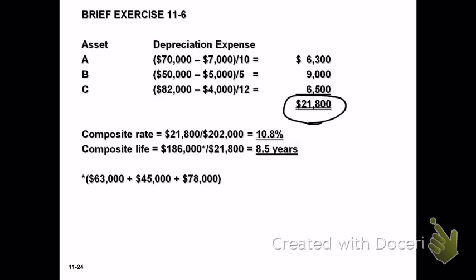To figure out the composite life, we're going to take the total depreciable base and divide it by the depreciation we'll have recorded each period, or the cost of depreciation each year. And we get 8.5 years. So we will be taking 10.8% of the depreciable base in each of 8.5 years.